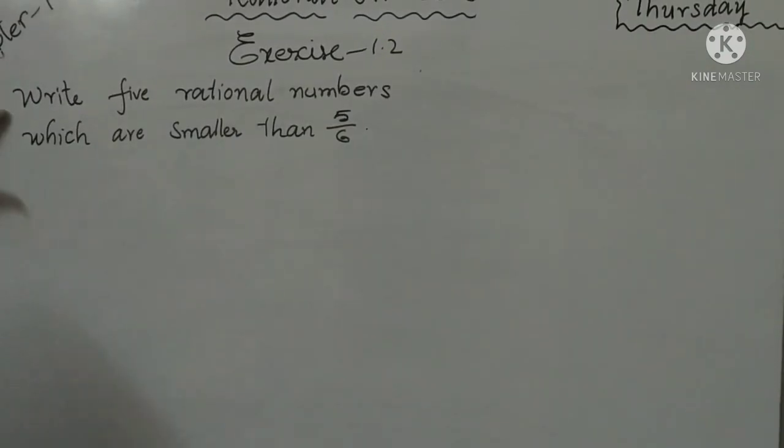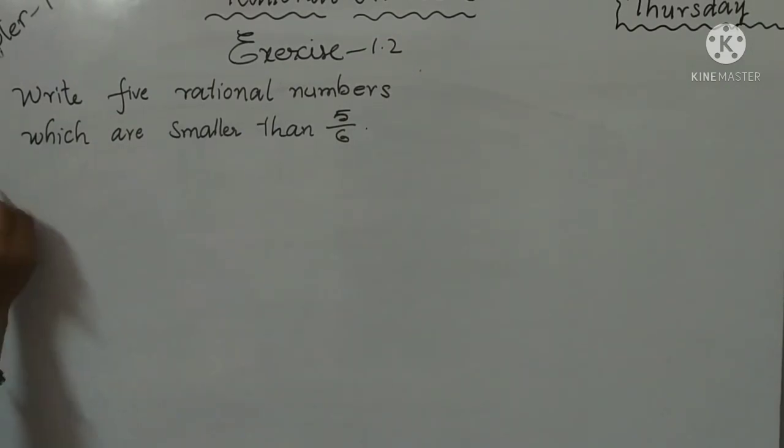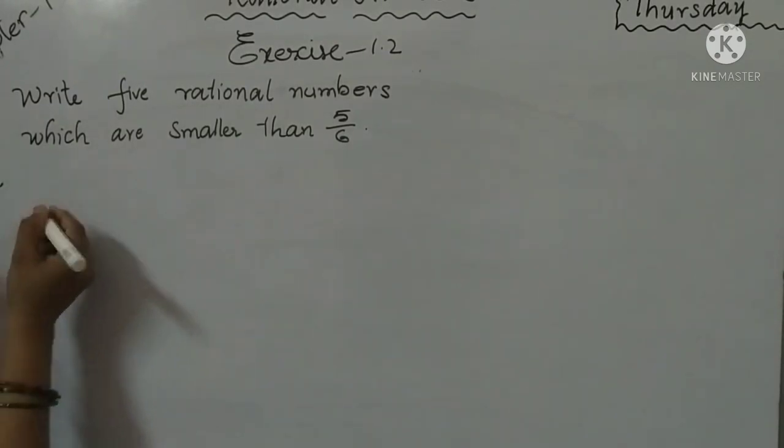Third problem. Write 5 rational numbers which are smaller than 5 by 6. So observe the number line: starting from 0, the right side has positive values and the left side has negative values. Okay dear students. Here 5 by 6 is a positive value. Smaller than 5 by 6 means the numbers before 5 by 6. Understand here? Smaller than 5 by 6 means 4 by 6, 3 by 6, 2 by 6, 1 by 6, 0 by 6, minus 1 by 6, minus 2 by 6, like this. Understand here?